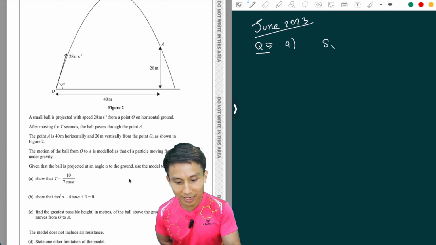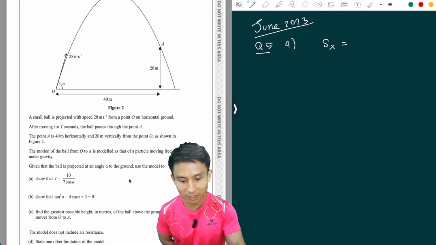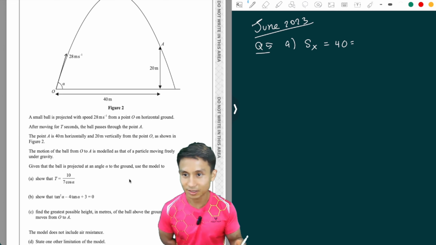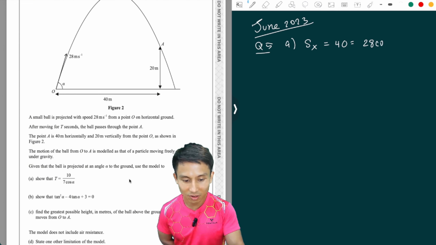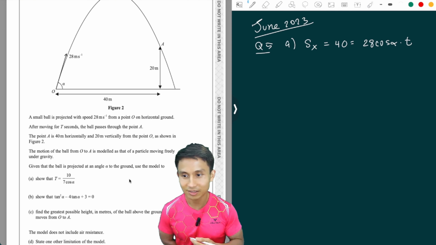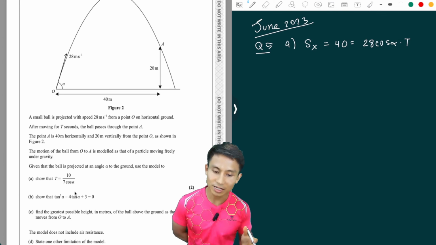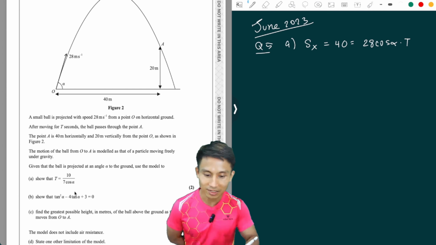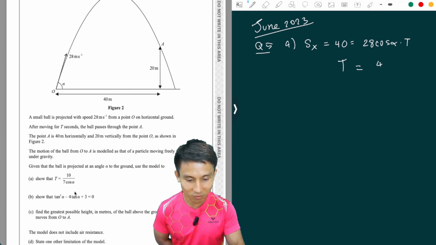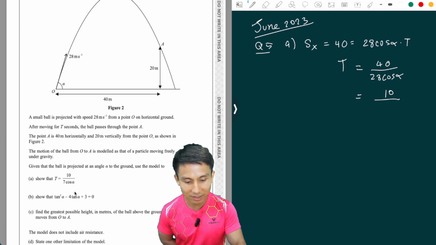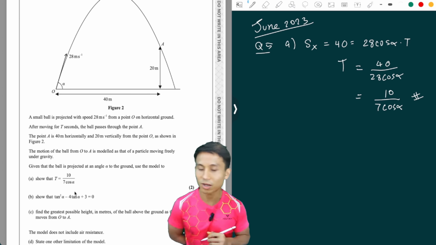Well, Sx, which is the horizontal displacement, being 40, is because the horizontal speed is constant, right? And it is 28 cos alpha times time. And that is just the capital T there, after moving for t seconds. So I'm just going to use the capital T. Now, as you can see, because part A is just 2 marks, I can just rearrange to make T the subject. So I get 40 over 28 cos alpha. If you simplify that using 4, you get 10 here and 7 down here. And that is just as required, right?